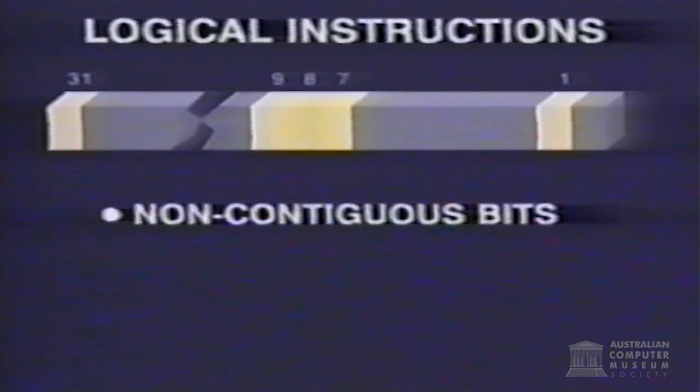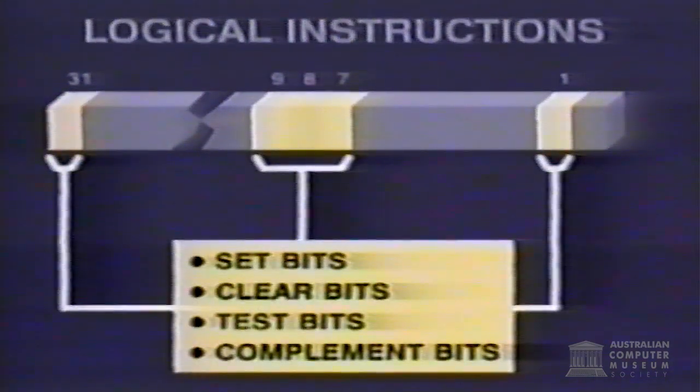There's also a group of logical instructions that can be used to operate selected bits within a register or memory location. These bits do not have to be contiguous. Logical instructions are provided to set or clear bits, to test bits, or to complement them. These operations may be performed on one bit or on any number of selected bits, such as the 5 bits identified in this example.